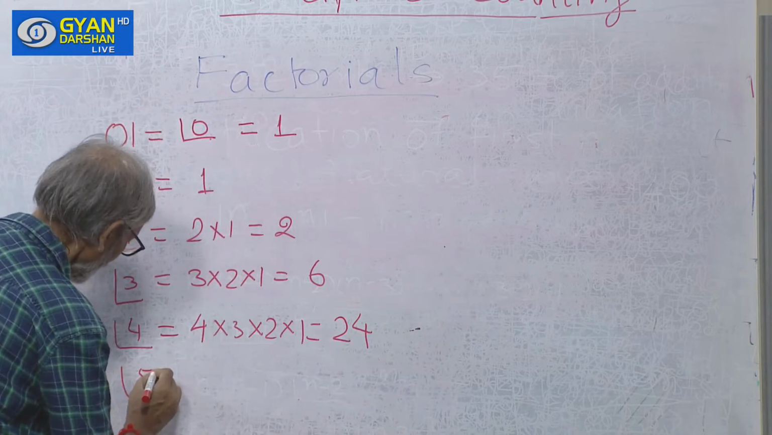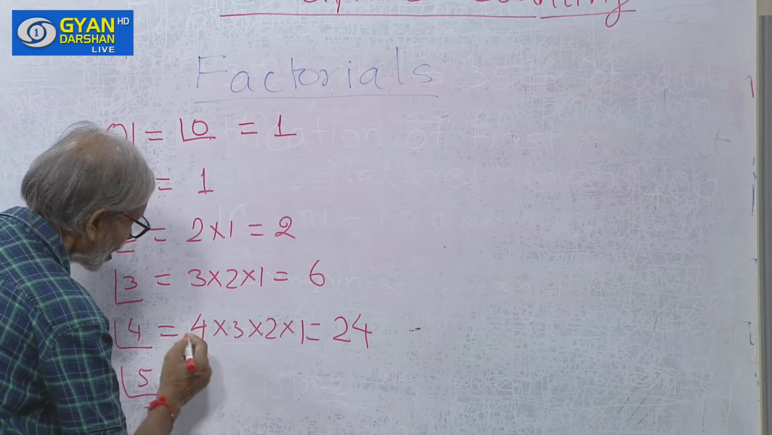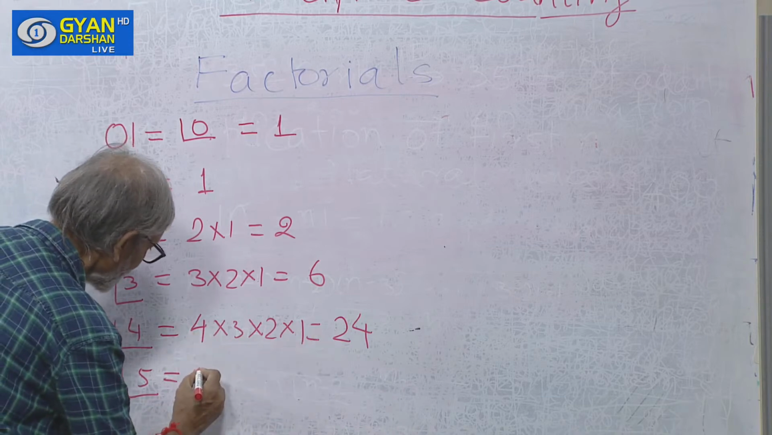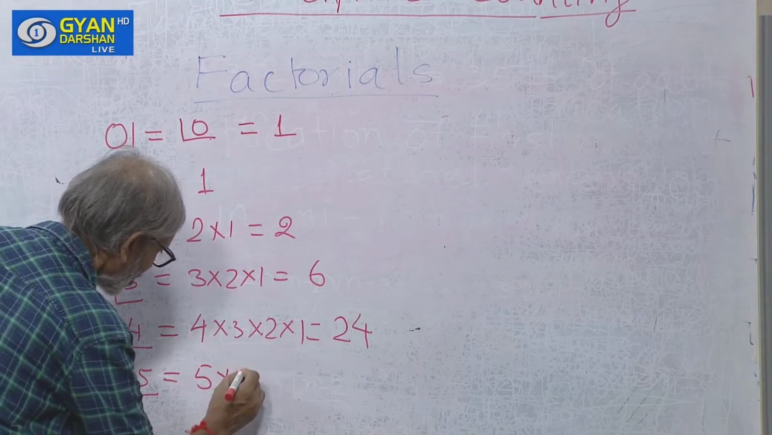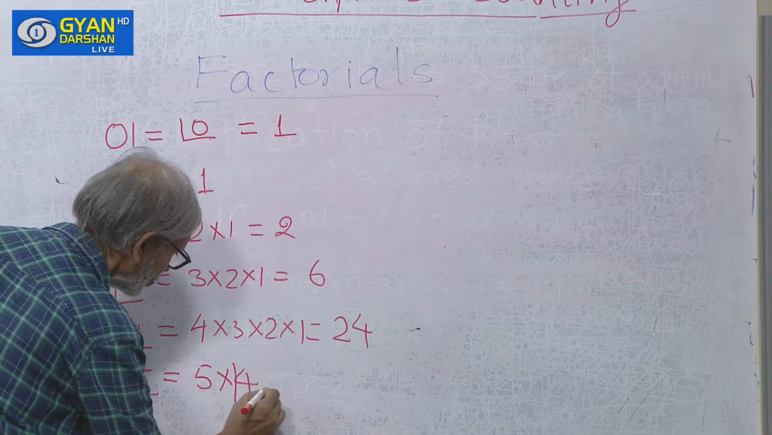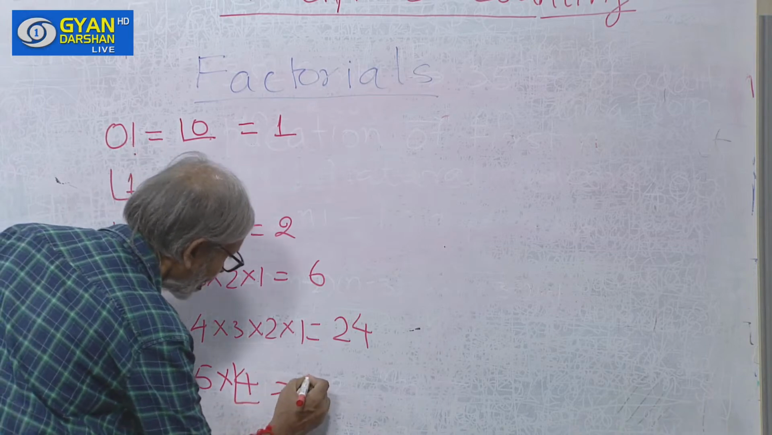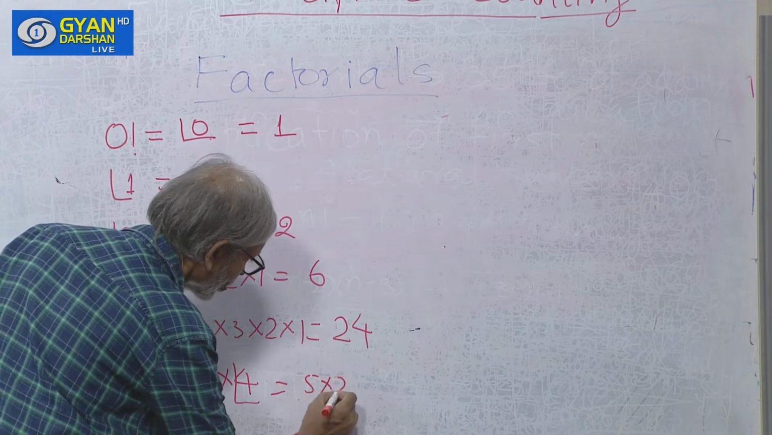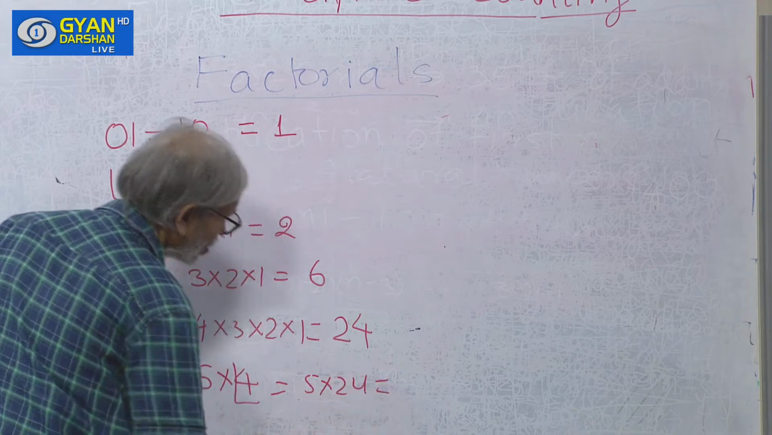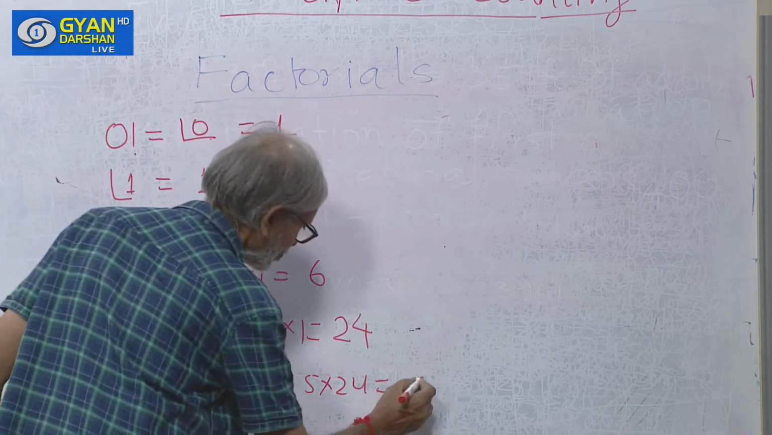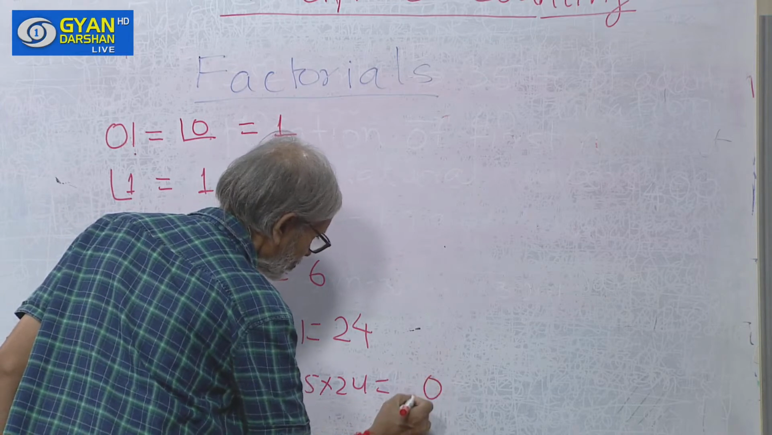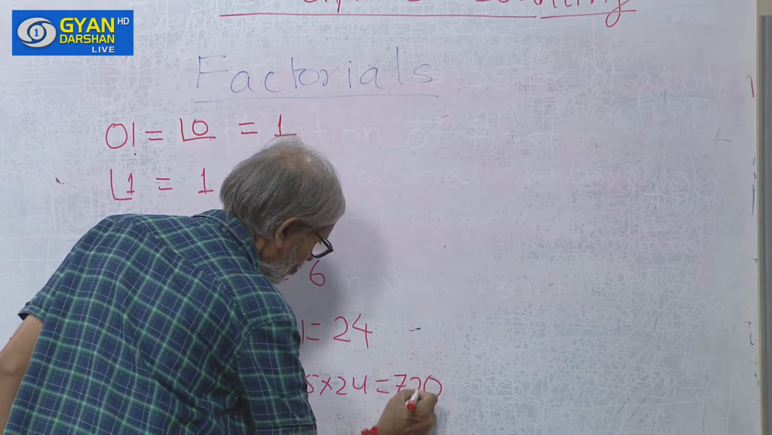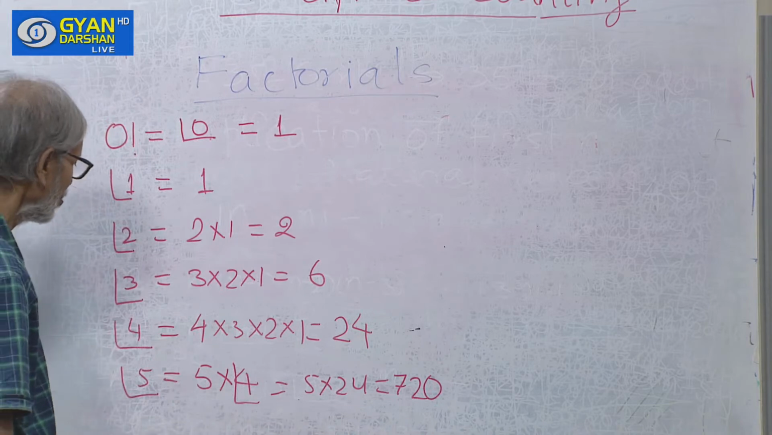Factorial 5, you can write it elaborately or you can write 5 into factorial 4. So, this will be equal to 5 into 24, and this will be equal to 720. Okay.